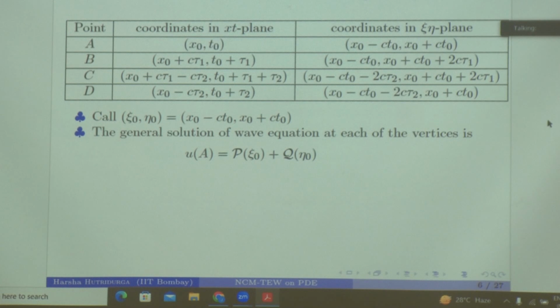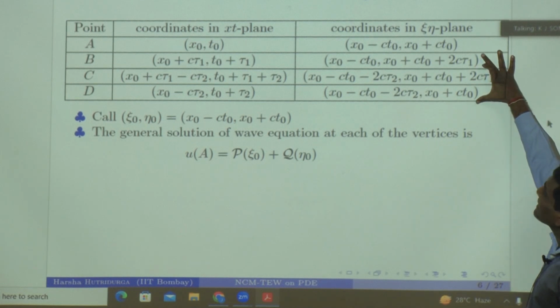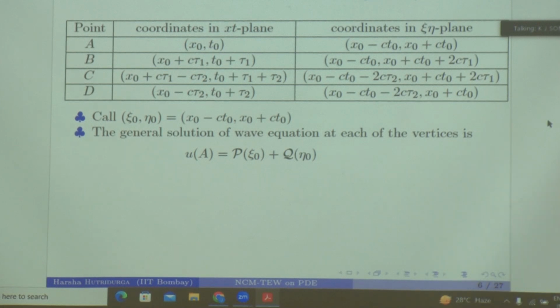Okay. So the thing to notice here is that the characteristic parallelogram in the xt plane gets mapped to a rectangle in the psi eta plane, because these two fellows have got the same eta coordinate, and these two guys have got the same psi coordinate, and these two guys have got the same psi coordinate. So if you take a characteristic parallelogram in the xt plane, where the sides are parallel to x is equal to ct and x is equal to minus ct, the coordinates in the psi eta plane are such that they get mapped to a rectangle.